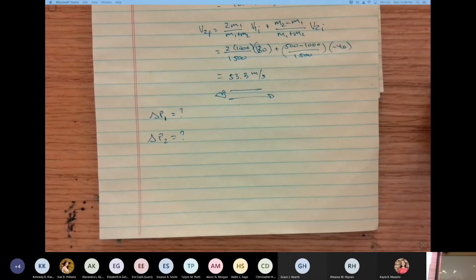So you're just looking at the change in momentum of one object. You look at the final and initial velocity of mass number one, and you calculate the change in momentum, and that would be delta V.